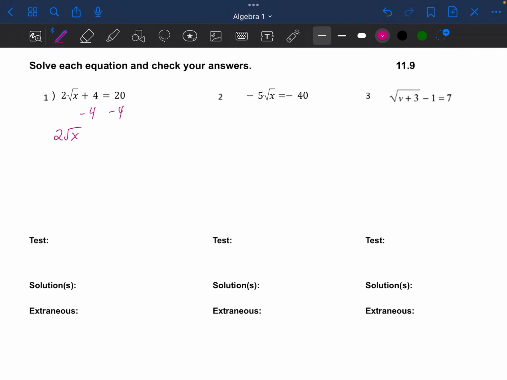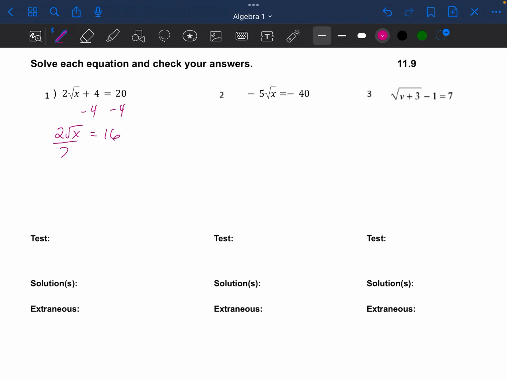2 square root of x equals 16. I need to get the square root by itself, so I'm going to divide by 2. Whatever you do to one side, you've got to do to the other. Square root of x equals 8. Square to get rid of the square root. x equals 64.